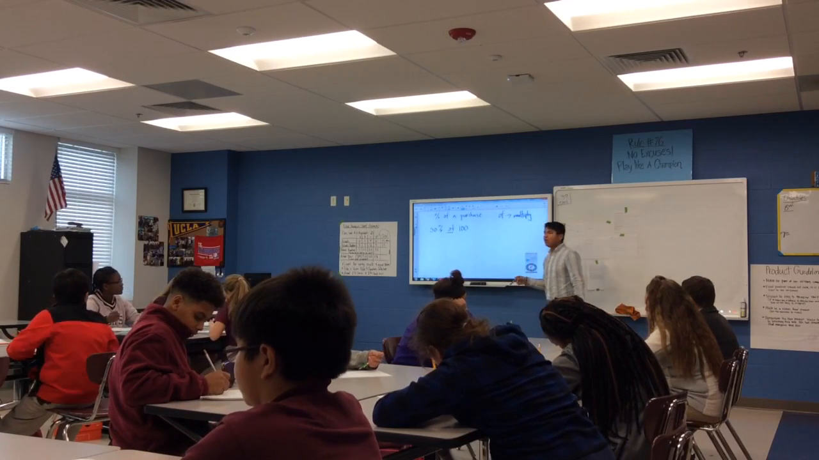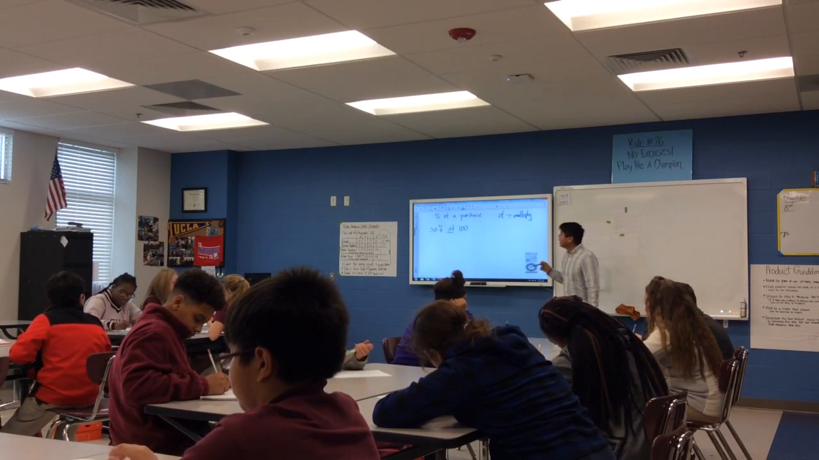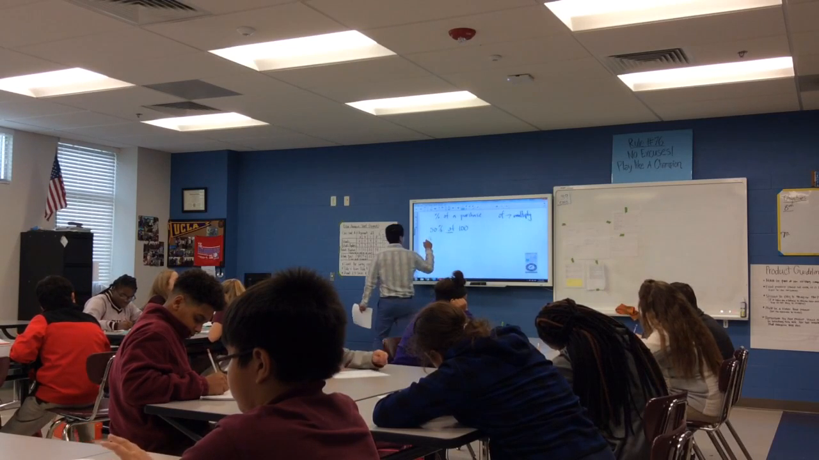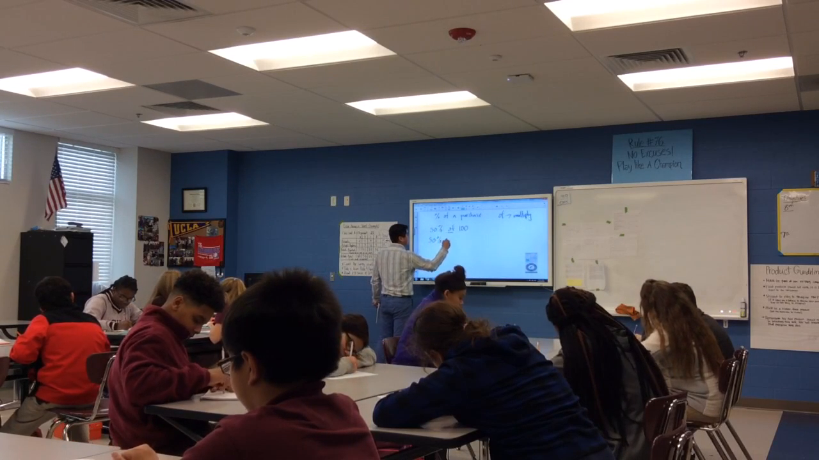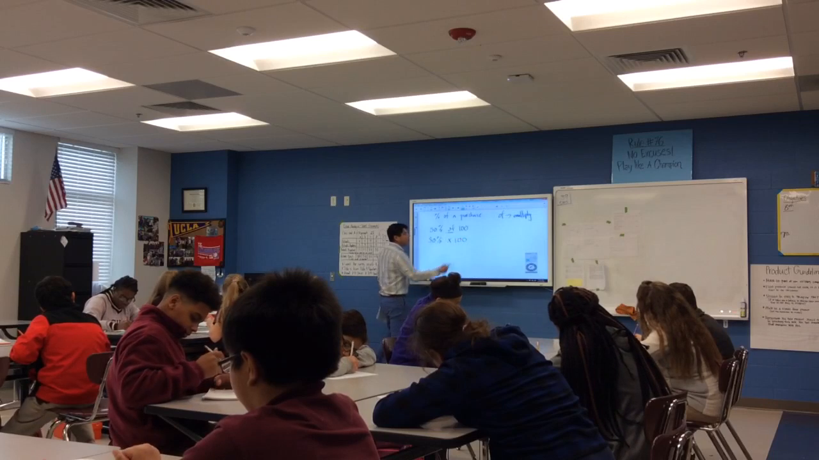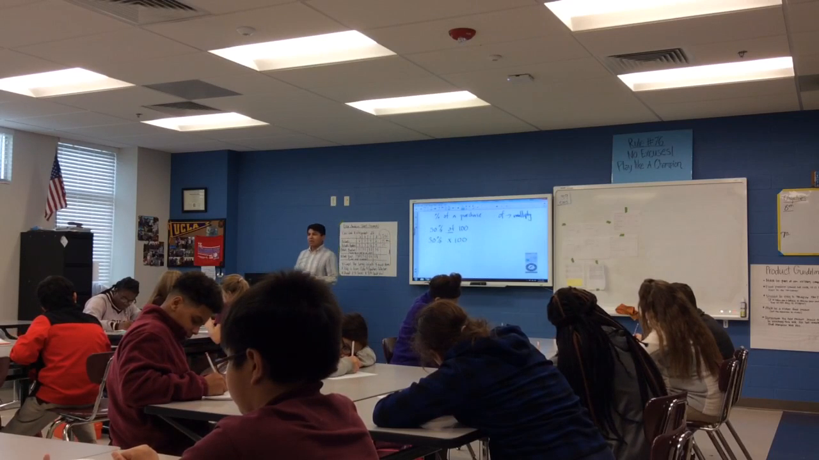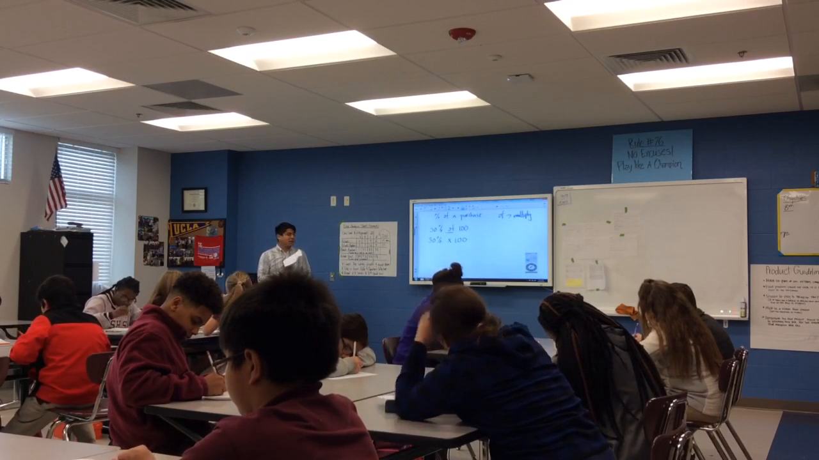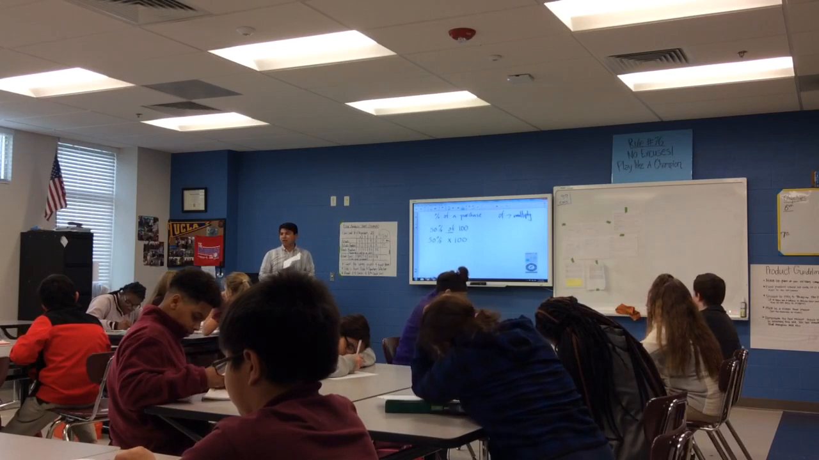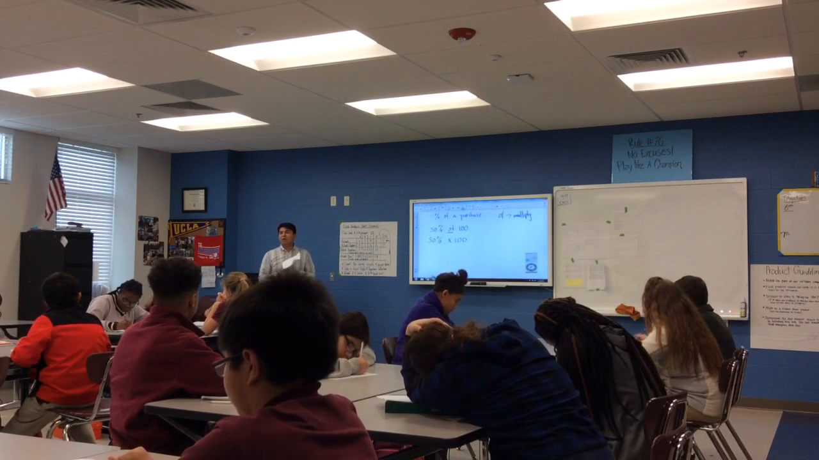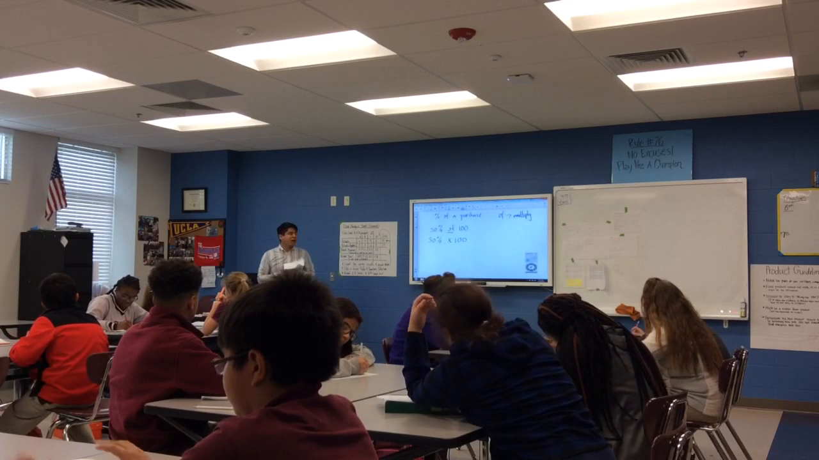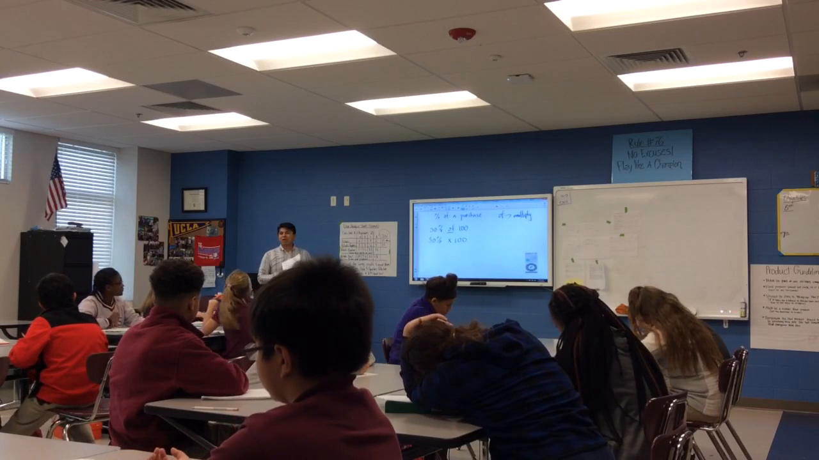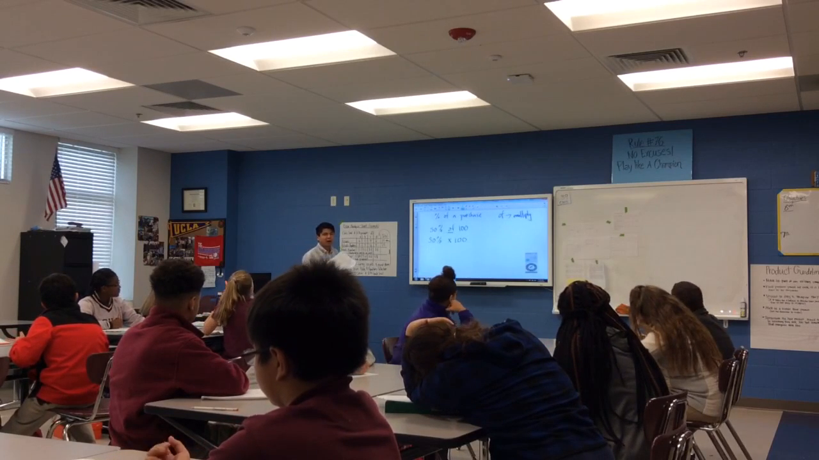Of means multiply. So that means it's saying 50% times 100. And some of you guys said it's 50, right? What's 50% of 100? 50, right? How can we get 50% times 100 to get to 50? How do we do that?